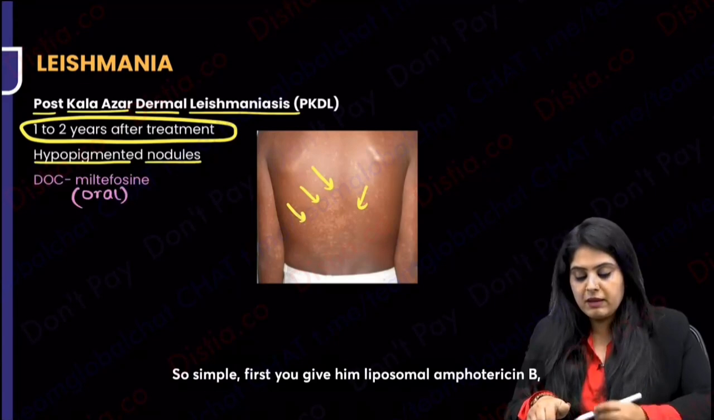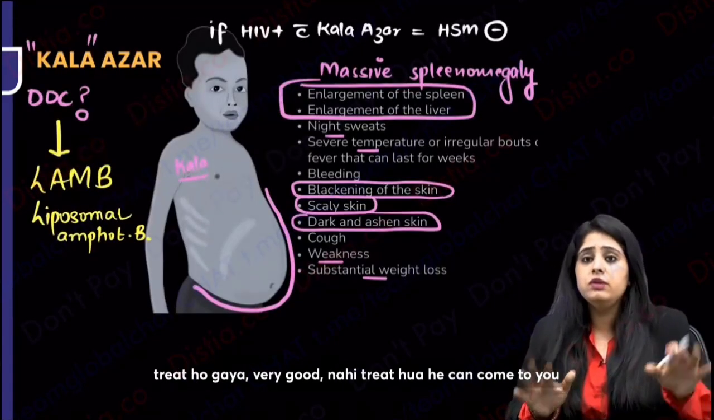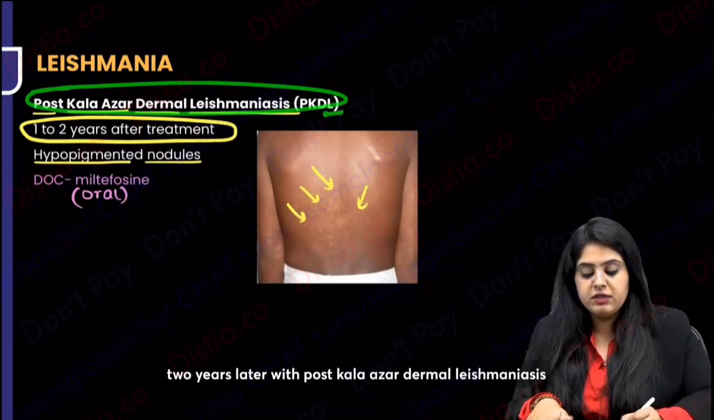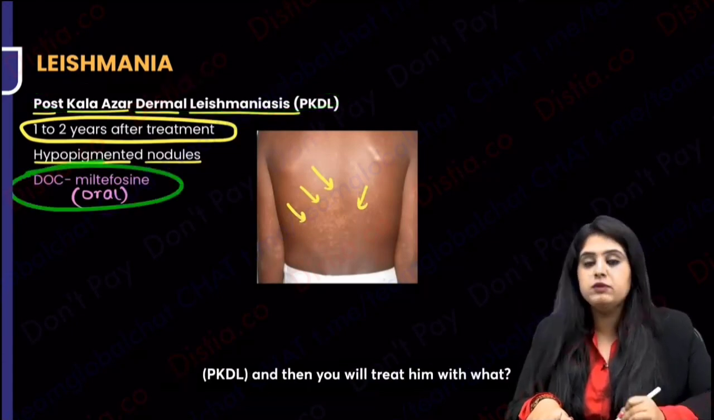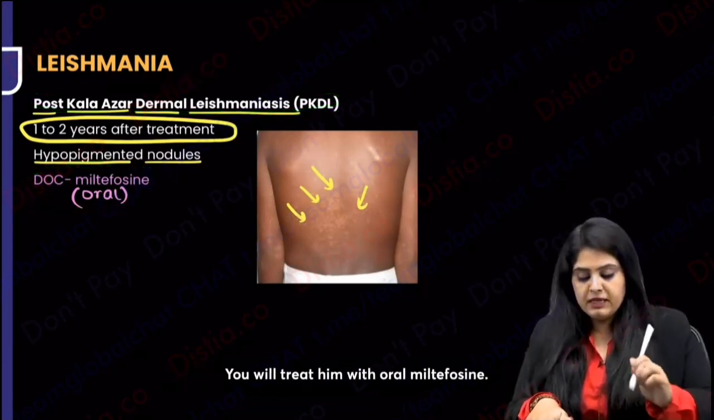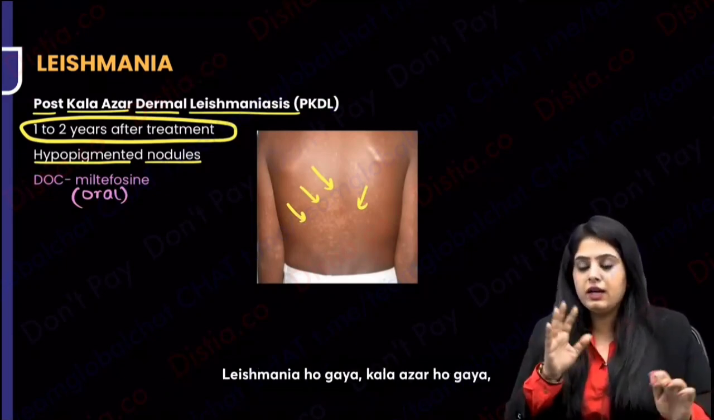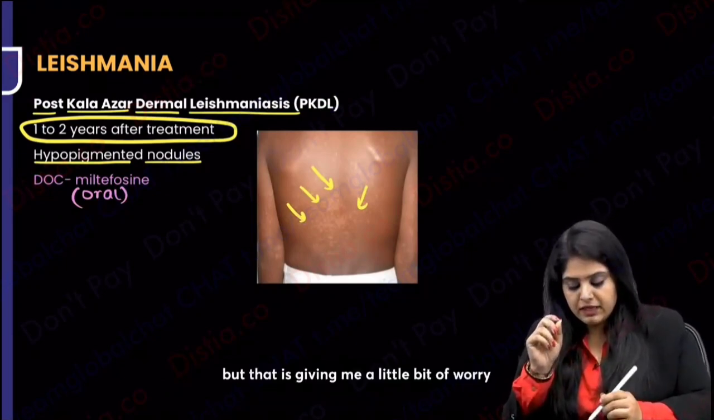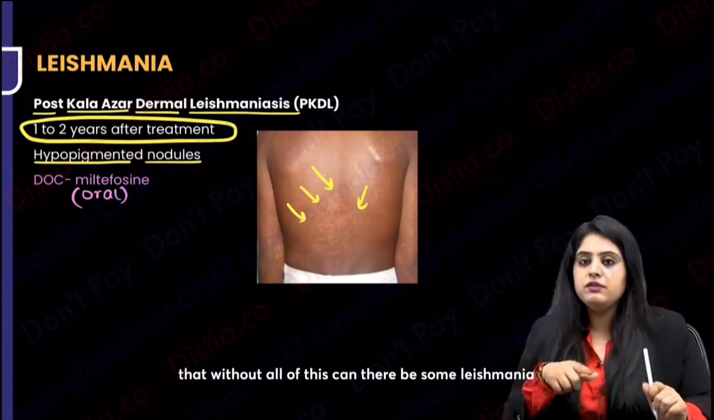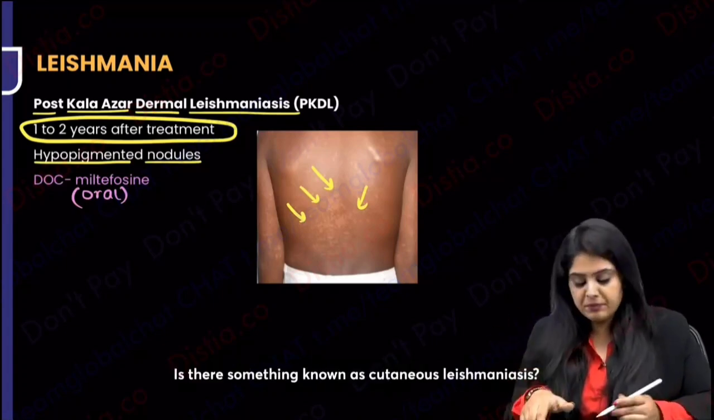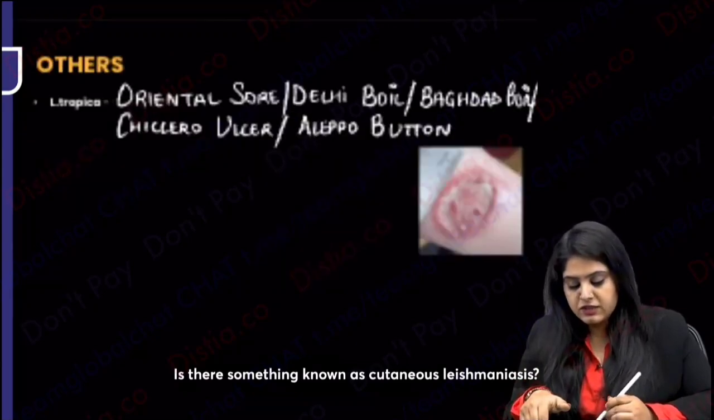So simple. First you gave him liposomal amphotericin B, treat ho gaya, very good. Nahi treat hua, he can come to you 2 years later with post Kala-Azar dermal leishmaniasis, PKDL, and then you will treat him with oral miltefosine. So this is after Kala-Azar, but that is now leishmania ho gaya, Kala-Azar ho gaya. But that is giving me a little bit of worry that without all of this, can there be some leishmanias that affect the skin only? Is there something known as cutaneous leishmaniasis?